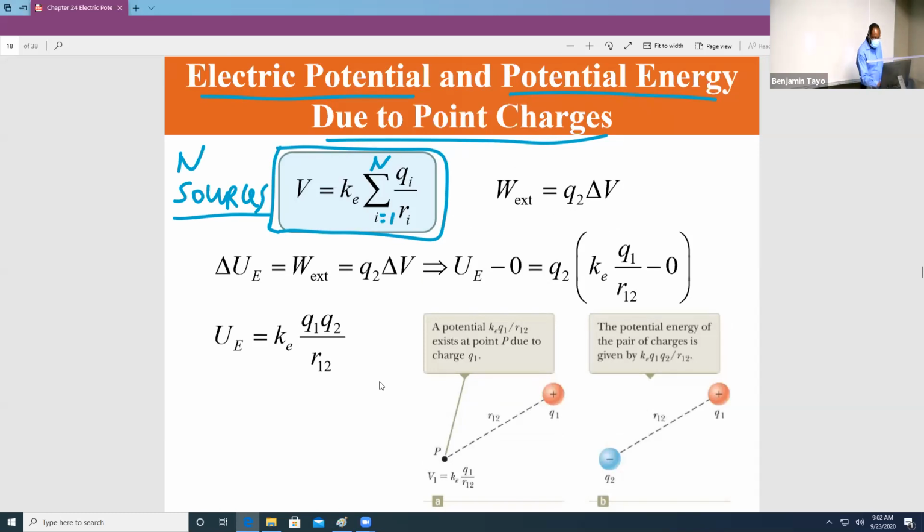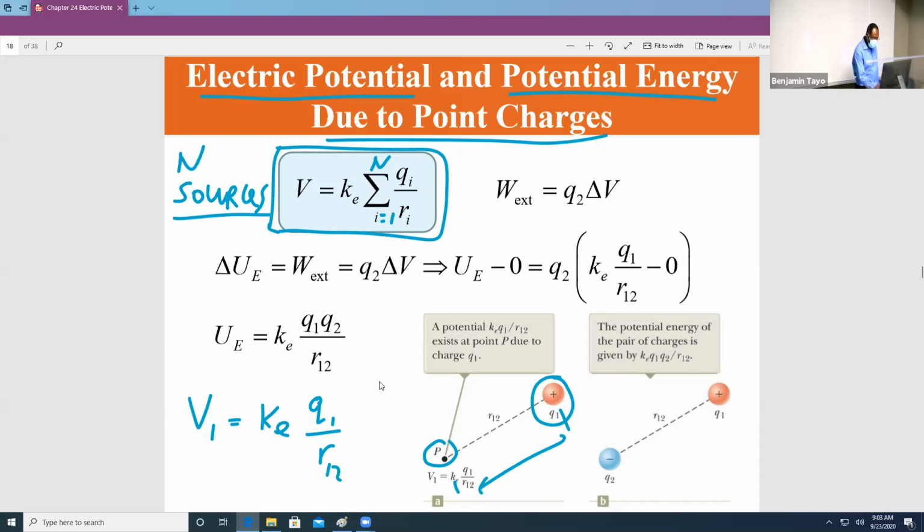Now let's look at this example here. Suppose that I just have one source, Q1. Then I can calculate what the potential at this point is by using this equation. So V1 is just going to be equal to kQ1 over R12. So R12 is just the distance from this point to this point right here.